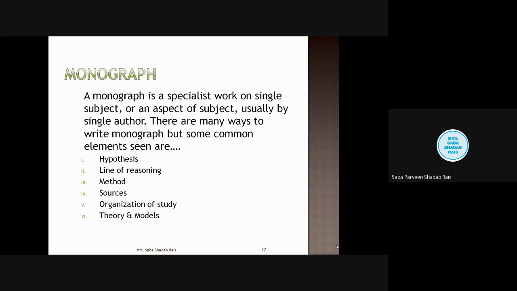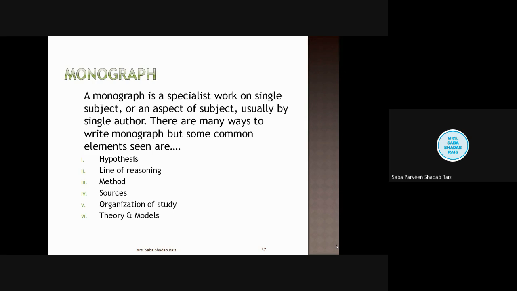Then line of reasoning. This is the system of logic which is used by the author to prove the monograph's hypothesis, that is, why the author has selected or designed this particular hypothesis. That should be mentioned in the line of reasoning. It could be titled as the objective also. Then thereafter method. This describes the rules employed by the author in organizing evidence, the kind of questions the author is going to ask. Then thereafter there should be the approach in utilizing and answering all these questions.